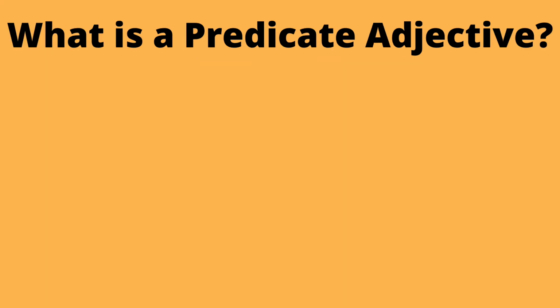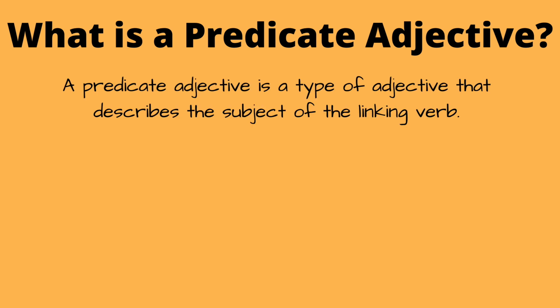Now let's move on to predicate adjectives, okay? A predicate adjective is a type of adjective that describes the subject of the linking verb, okay? And it is called the predicate adjective because it is in the predicate of the sentence. The subject is linked to the predicate adjective by a linking verb. So the obvious difference between a predicate nominative and a predicate adjective is that the predicate nominative is a noun, a pronoun, a noun clause, etc. in the predicate that renames the subject, while a predicate adjective is an adjective in the predicate that describes the subject.